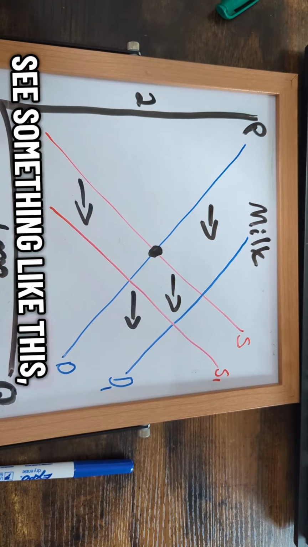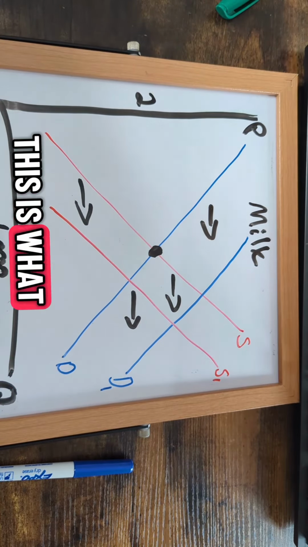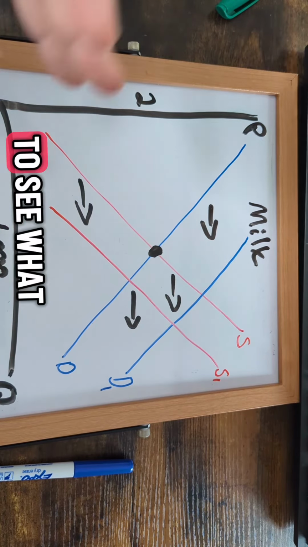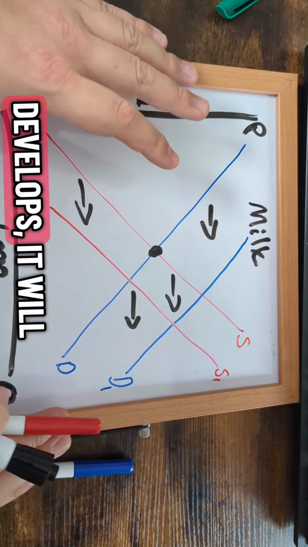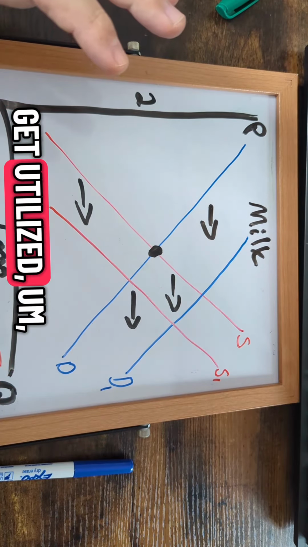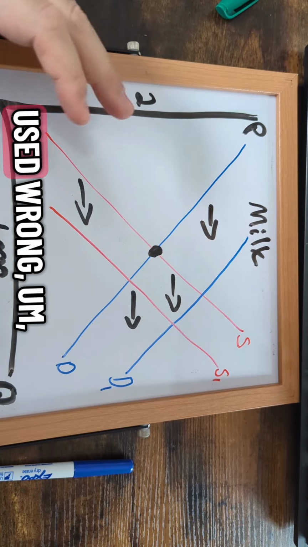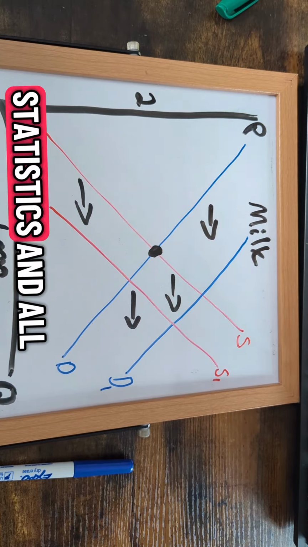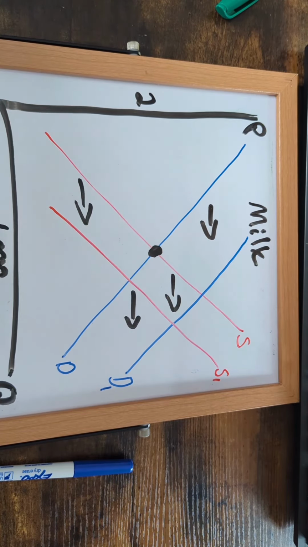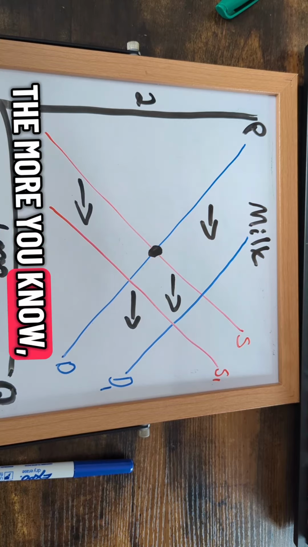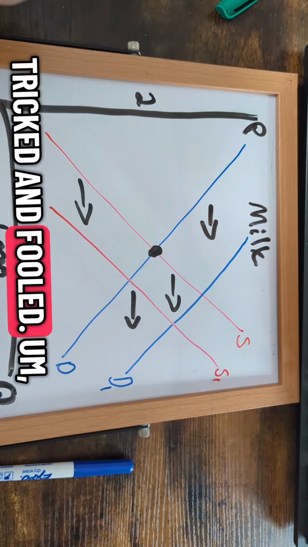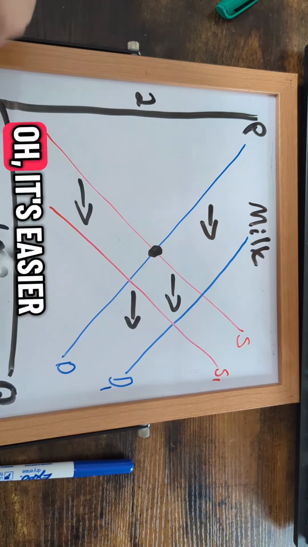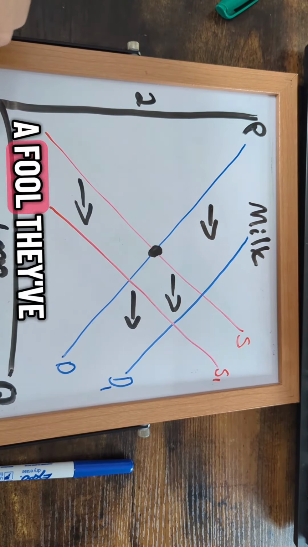So if you see something like this in the news or whatever, that's what people are using. Maybe this gives you a little more context to see what they're talking about, because as this develops, it will get utilized poorly. It'll be used wrong, and people will start to derive statistics and all that fun stuff from data. And the more you know, the less you can be tricked and fooled. Because what do they say? It's easier to trick a fool than it is to tell a fool they've been tricked.